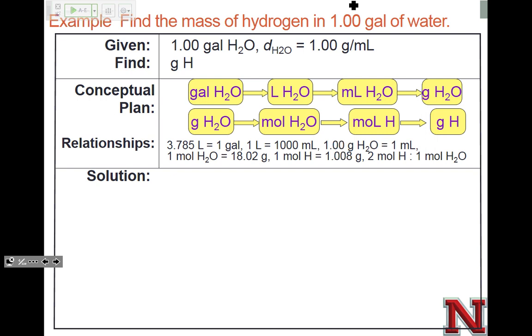We know that we have 3.785 liters for every 1 gallon. We know 1 liter equals 1,000 milliliters. We know 1 gram of H2O equals 1 milliliter. And the important relationship I want you to recognize is we are figuring out the mass of hydrogen, and our formula is H2O. So that means we have 2 moles of hydrogen for every 1 mole of H2O. That's going to be what's new with this example. Everything else is pretty much things we've done.